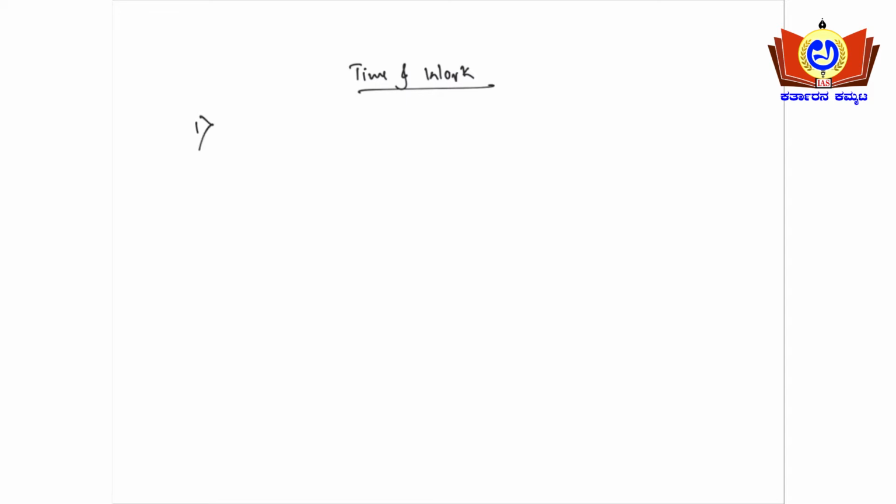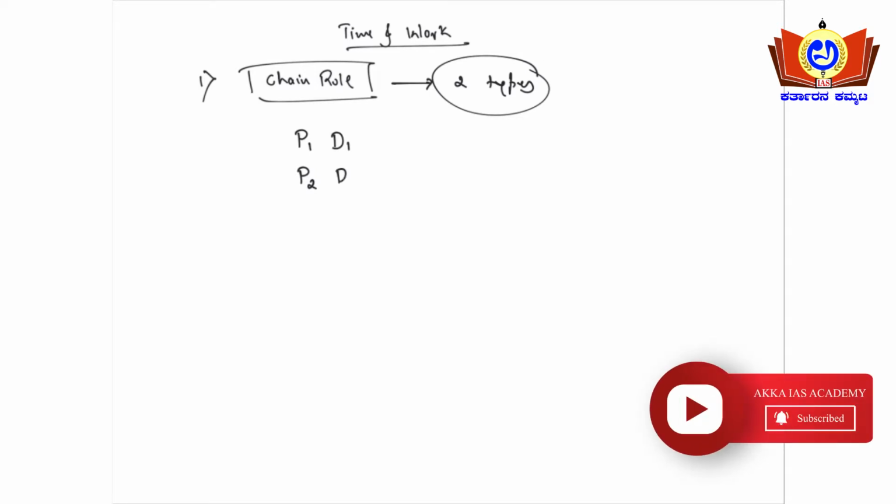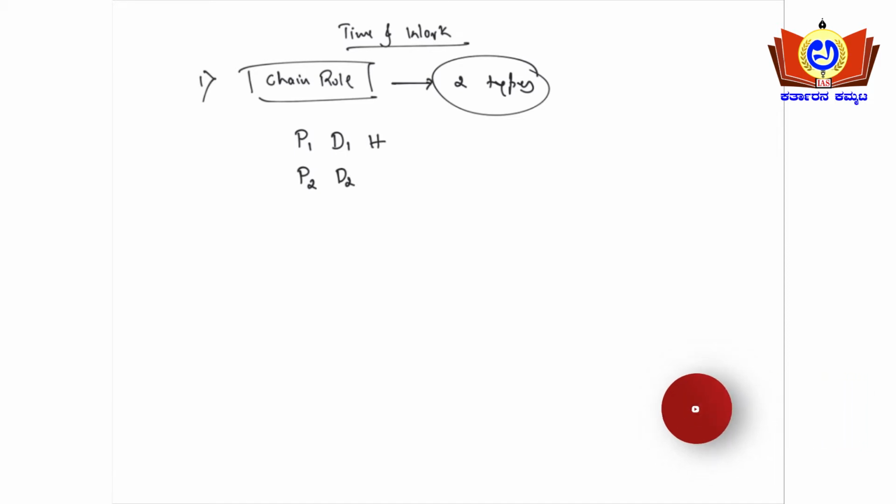So the first concept is called the chain rule. In this chain rule you will be encountering two types. Consider there are two persons, person 1 and person 2. They are working for D1 and D2 days, and for each day they will be working for H1 and H2 hours. So they will be completing work W1 and W2. See, work is given here.